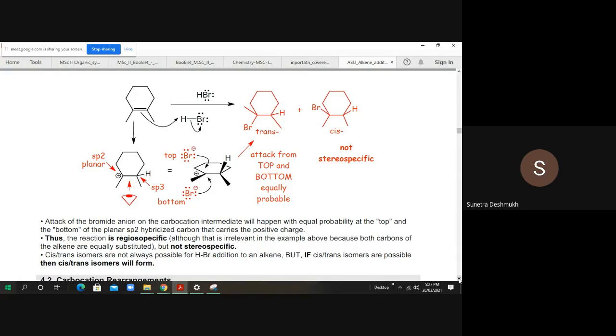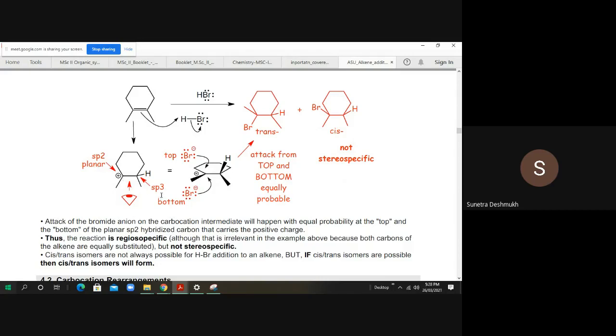So here we will see now addition of HBr to the carbon-carbon double bond. So we know electrophilic addition, so definitely there is generation of carbocation. Here the carbon-carbon double bond abstracts a proton, and Br minus is eliminated. Now Br minus acts as a Lewis base, and the carbocation formed acts as a Lewis acid. So the carbocation, as we know, is sp2 hybridized. It's planar in geometry.